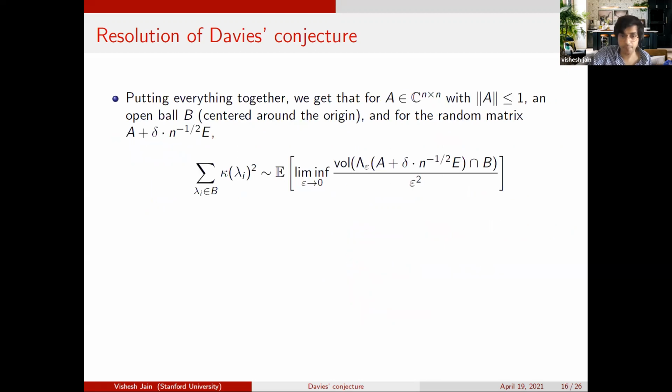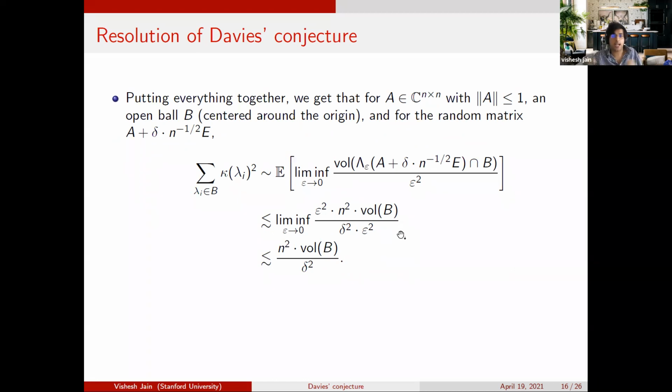And this is basically the thing that lets you do everything. The reason being that we wanted to look at the ratio of the pseudospectral volume, and because you have this epsilon squared term, you can divide by epsilon squared and take the limit as epsilon goes to 0, right?